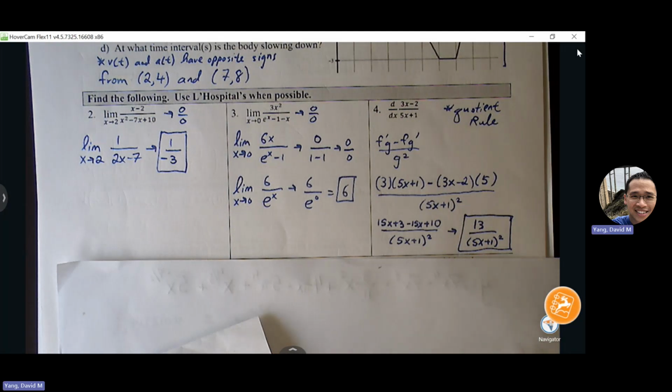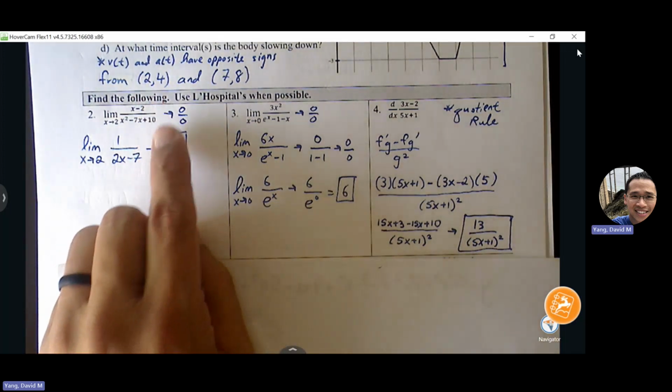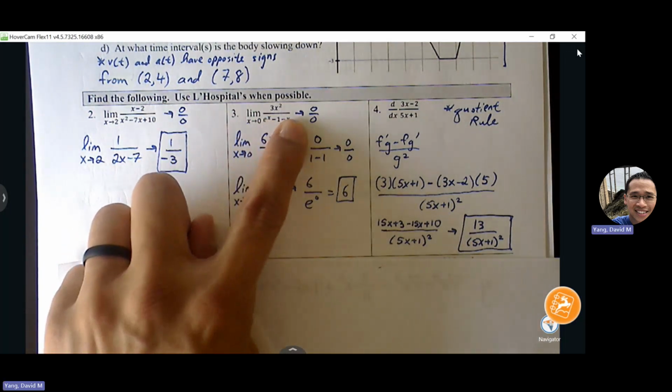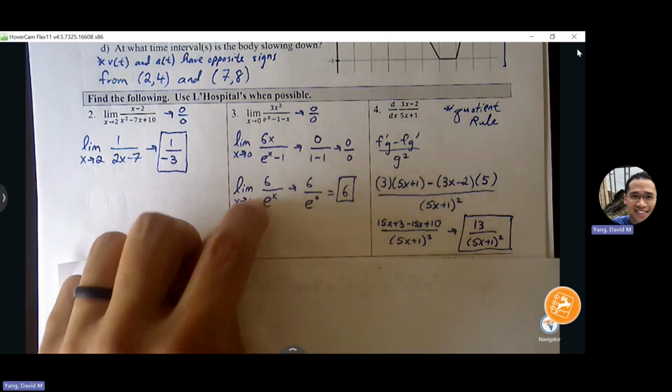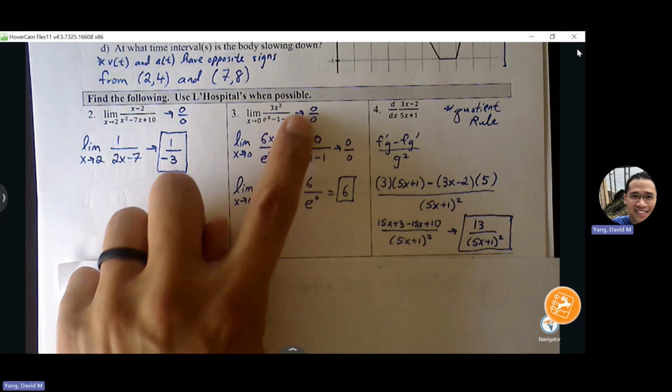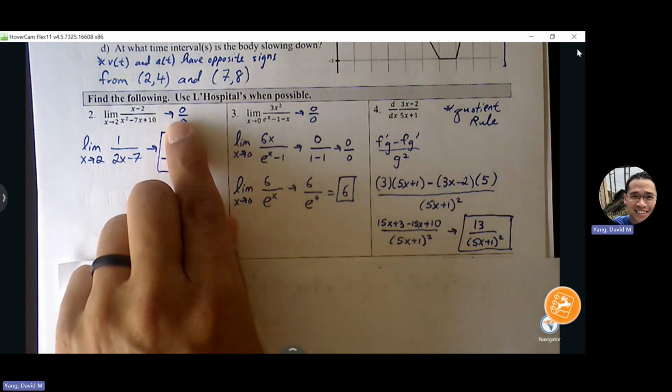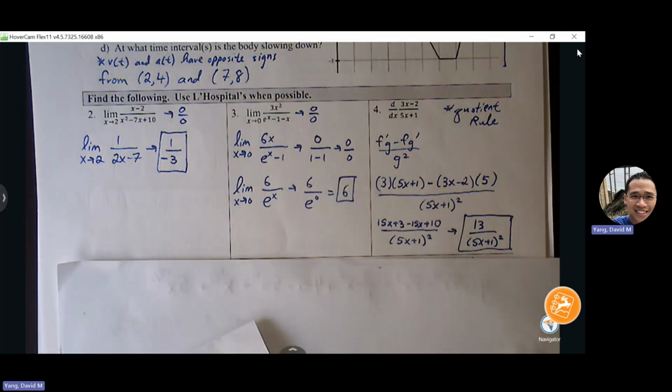Just as a side note, and again, I'm not going to take off points if you do this, but on the AP exam, they don't like to see equal signs. So if you're doing L'Hopital's rule, use arrows as much as possible to avoid them looking for ways to take off points for you. But it's not going to matter for the test. Just want to point that out to you.